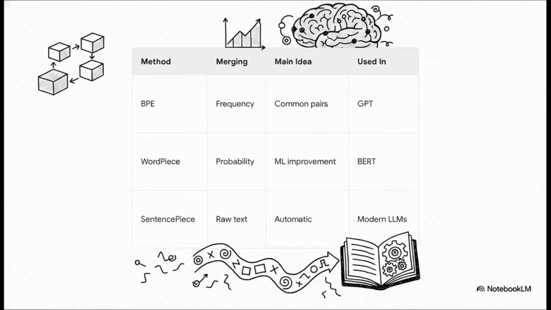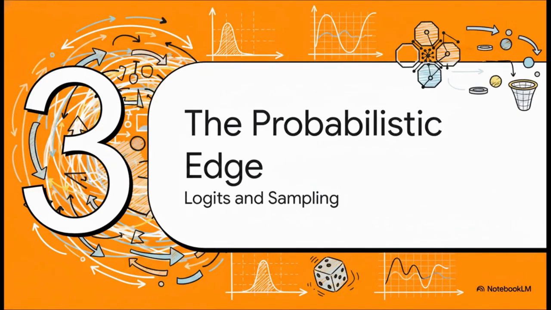And this brilliantly illustrates the differences. To recap our three methods quickly, BPE focuses on the most common pairs, WordPiece focuses on probability-based model improvement, and SentencePiece learns automatically from raw text. Keep these distinct approaches in mind as we step away from tokenization and jump into the heavier math of the neural network. Which brings us to part 3, the probabilistic edge.